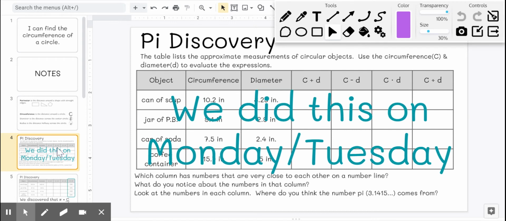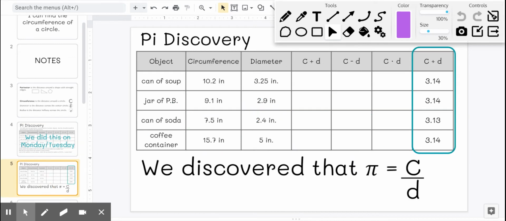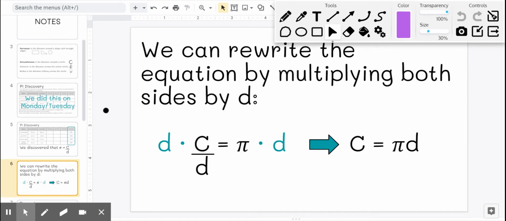Now, previously, we had worked on discovering where pi comes from. And when we took all these measurements, we found that circumference divided by diameter was equal to pi. Okay, so we're going to rewrite that equation. So circumference divided by diameter is equal to pi. We're going to solve for x, but we're going to solve for c instead.